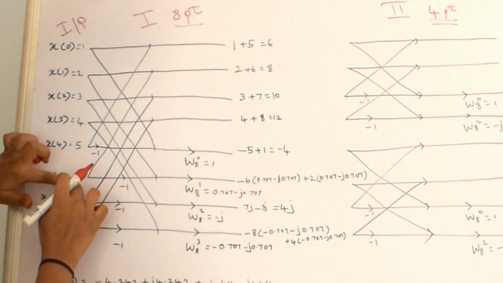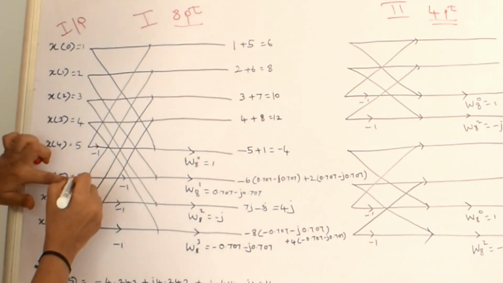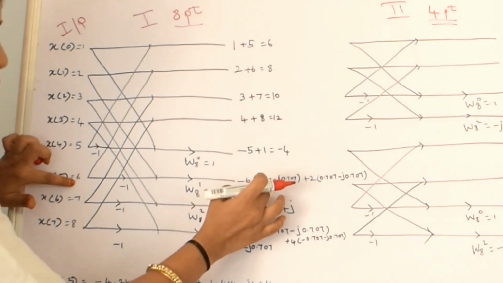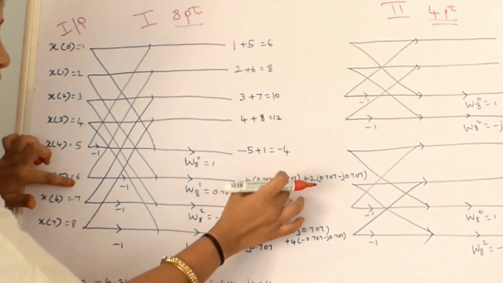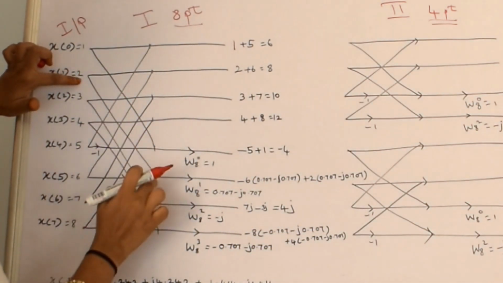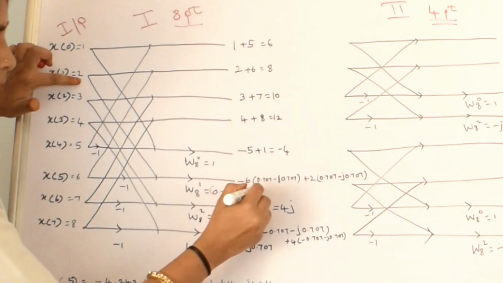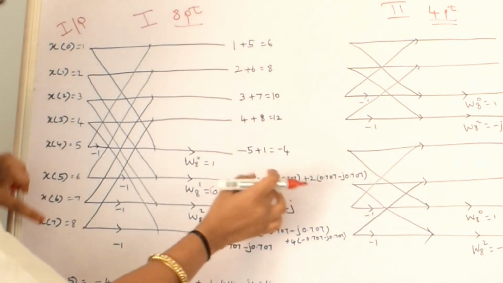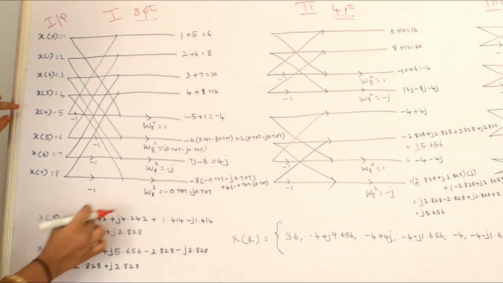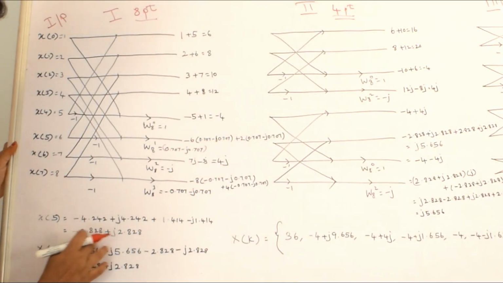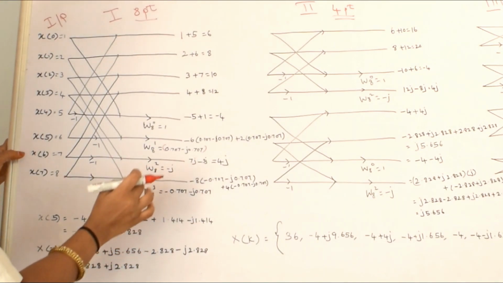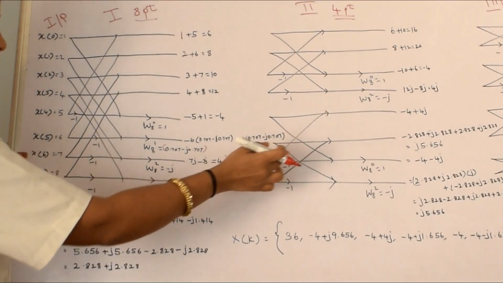So you have to multiply the term with this whole term. So 6 into minus 1, it is minus 6 into this one, 0.707 minus j 0.707, plus the second input comes from here, 2 into the twiddle factor value. Okay. So here I have simplified for x of 5. x of 5 is equal to, I have multiplied this one and your answer is minus 2.828 plus j 2.828. Okay. So this can be taken for the next stage.